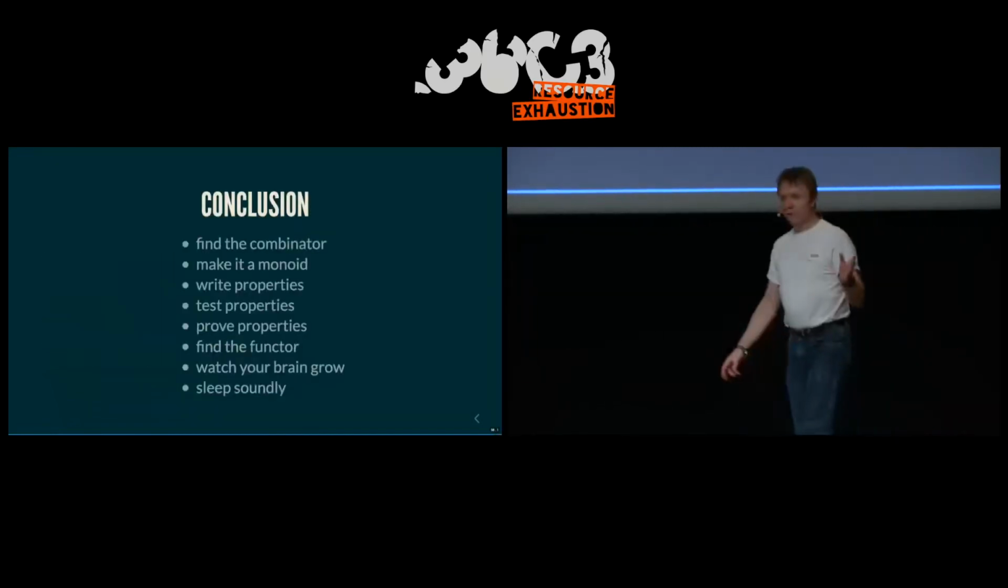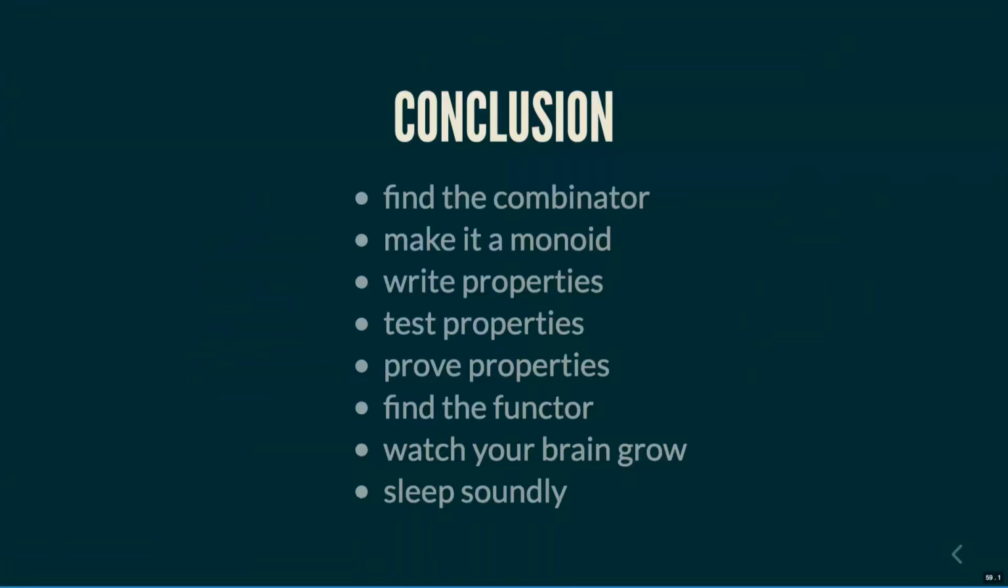So in your software, in your domain model, look for a combinator. Look for a function that will combine two things into a bigger thing. See if you can make that thing associative and look for a neutral element, and very often you will find one. Make it a monoid. Say monoid a couple times, you'll remember it.